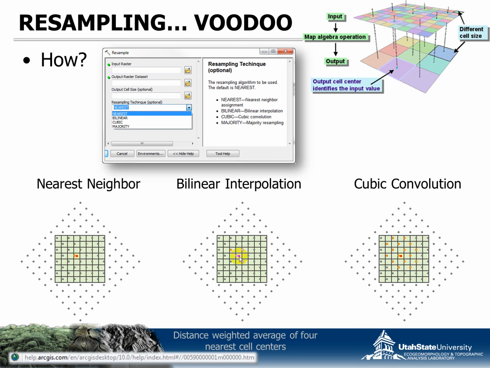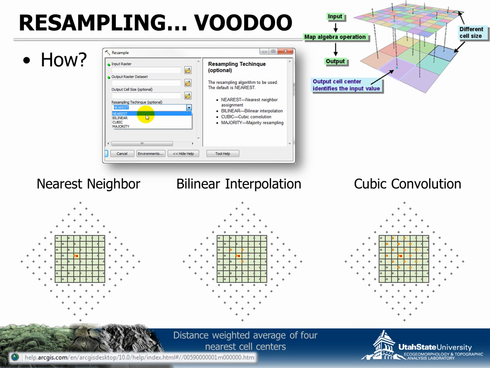Another method is what's called bilinear interpolation, and in this method I look around me for the 4 closest cell centers, and then I take a weighted average based on how far away they are from me to calculate this value. Another method is cubic convolution, which works in exactly the same way, except instead of the 4 closest, it looks for the 16 closest. And so these are a couple of different resampling techniques, and different tools have different defaults, and oftentimes you don't know what they're using.